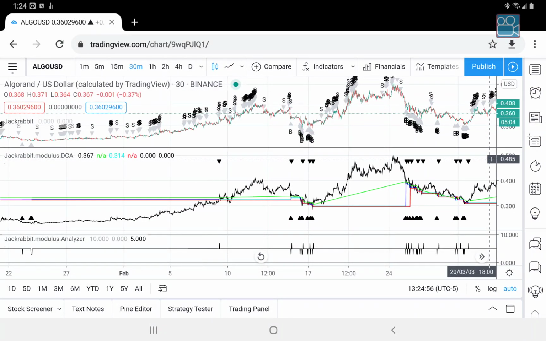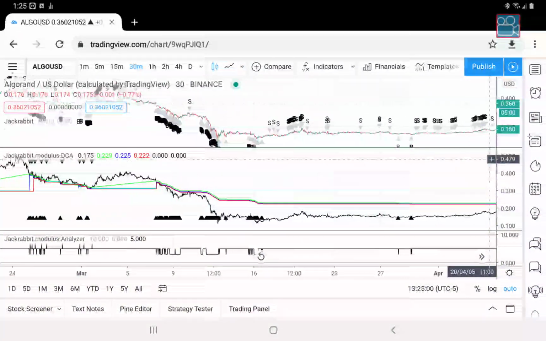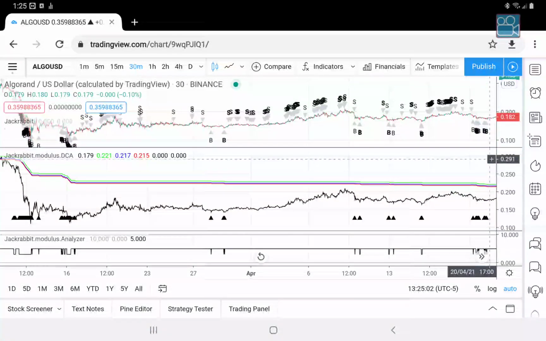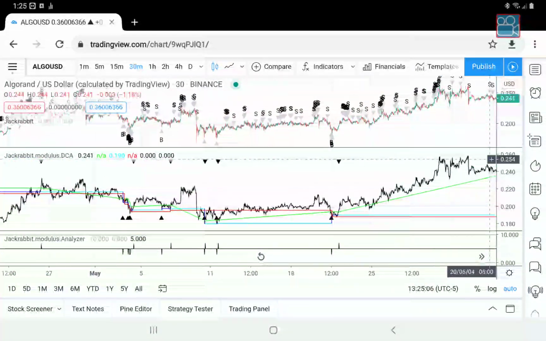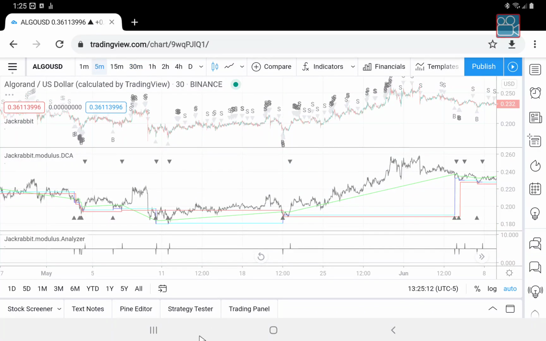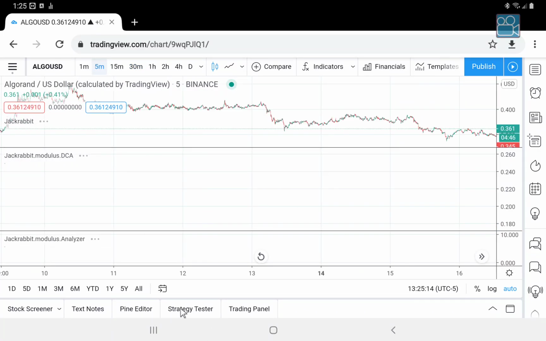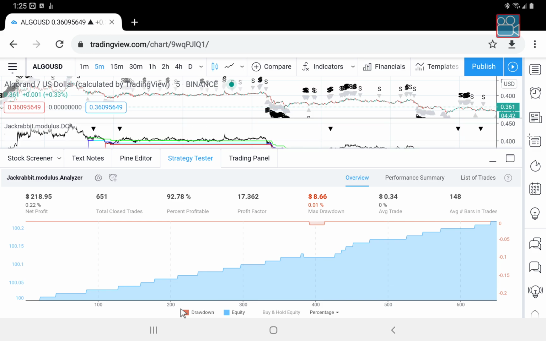So while this can make stellar profits, it can be extremely devastating, even at these smaller time frames. Now, I often say the conservative version is the 30-minute strategy, and it is.